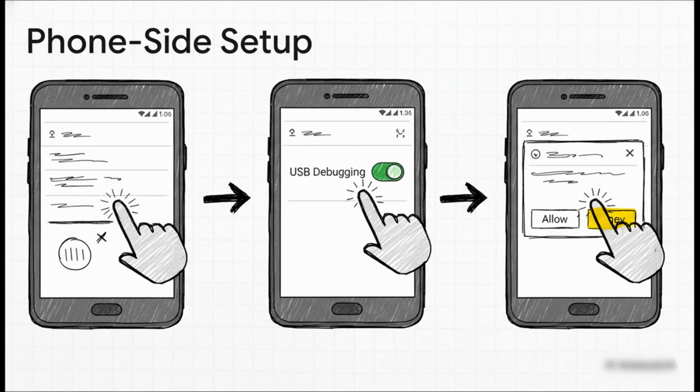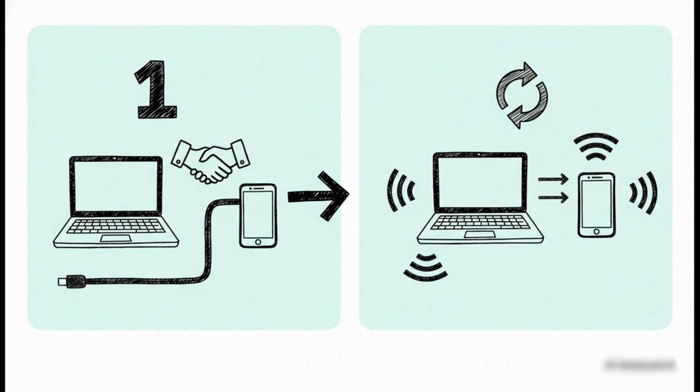And then, and this part is absolutely critical, a pop-up will appear on your phone. You must tap allow. Now, it's really important to get how this connection works. The very, very first time you connect a device, you have to use a USB cable. Think of it like a formal handshake, right? It's what establishes trust between the two devices. But after that first time, you're golden. You can connect wirelessly using the phone's IP address, which gives you so much more freedom for day-to-day stuff.